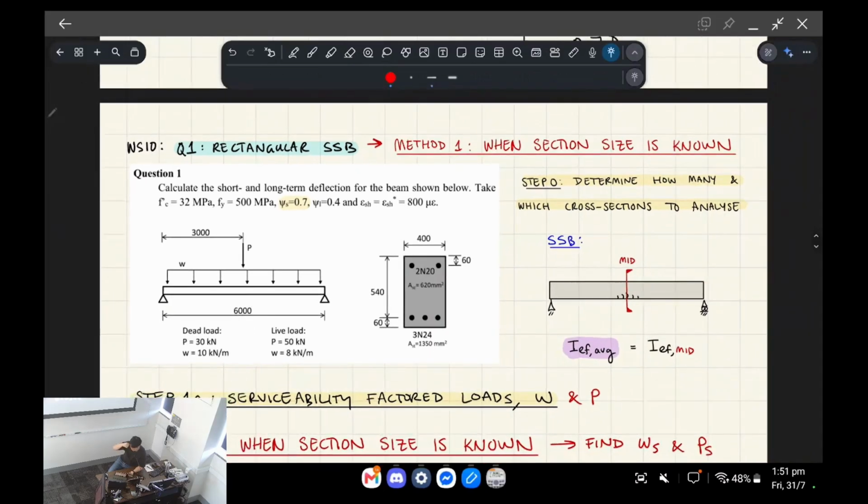Okay, so that's where it's going, but the reason why it's step 0 is before you even start your analysis, you have to figure out how you're going to do the question. And so that's the first step.